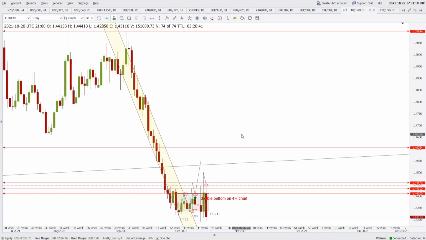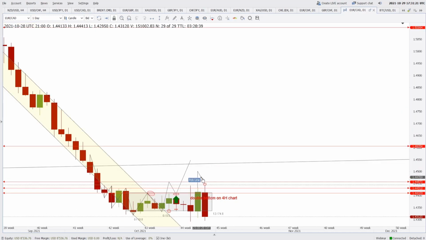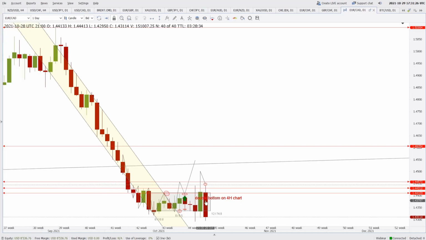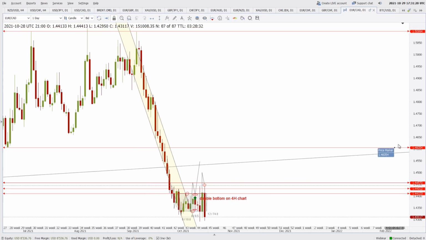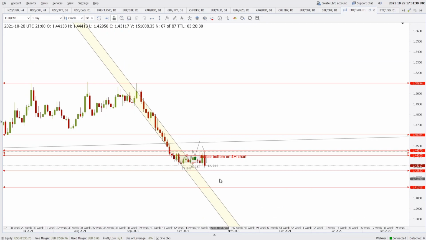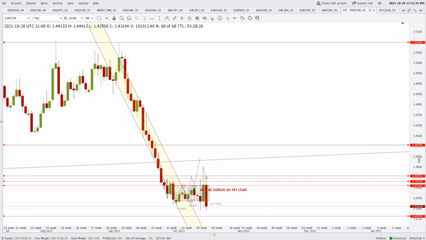EURCAD, we were expecting a double bottom breakout, but there has been a bearish engulfing on the daily chart. So where to now? Now we are expecting the price to go back to 1.4263. Now the immediate resistance for the price is at 1.4410 and support is at around 1.4263.